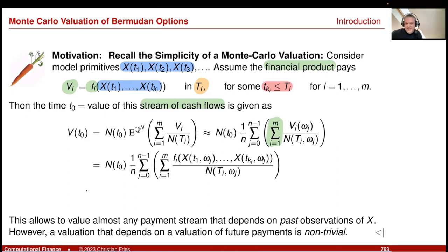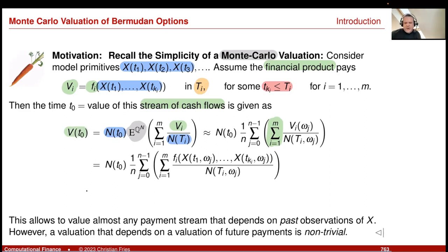If V_i is paid in T_i, then the universal valuation theorem tells us that I have to divide V_i by the numeraire I observe in T_i, and then I take the expectation. So you can flip sum and expectation because expectation is linear. You first collect all the V_i divided by the numeraire, and then you take the expectation. So we have here our Monte Carlo method. We take the expectation of the numeraire-relative values, and then we multiply with the numeraire at evaluation time. And that's the value of our financial product in T_0.